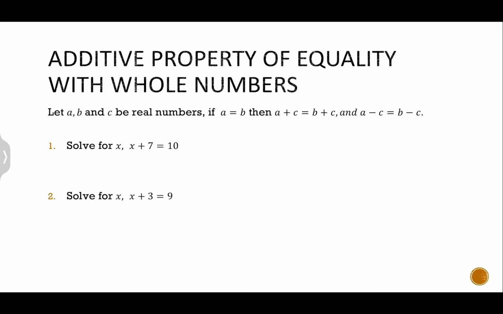So we have the additive property, which states this. Let A, B, and C be real numbers. Then if A equals B, then A plus C equals B plus C, and A minus C equals B minus C. And our goal to solve for x is to isolate our x.